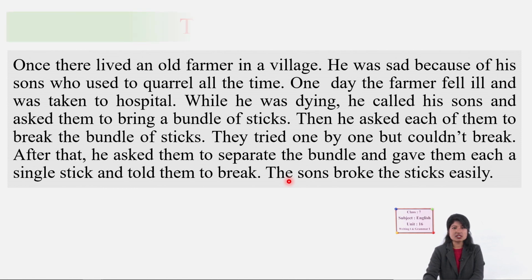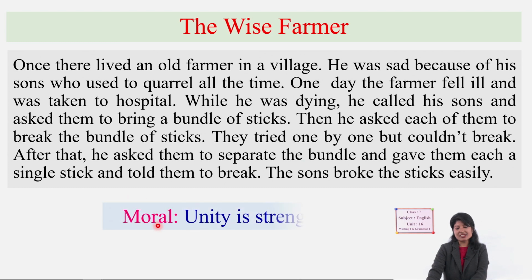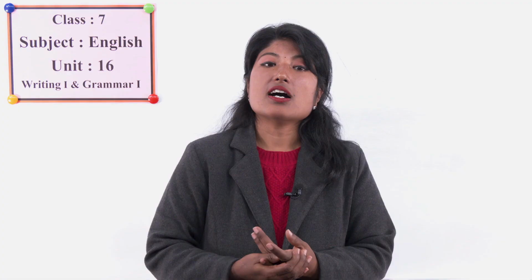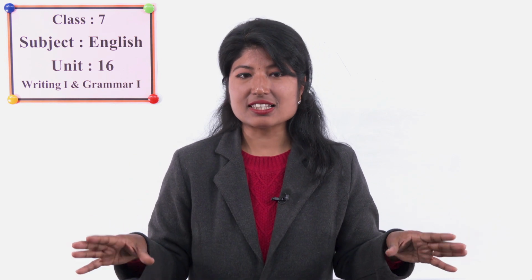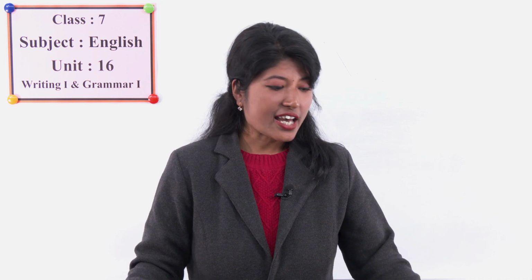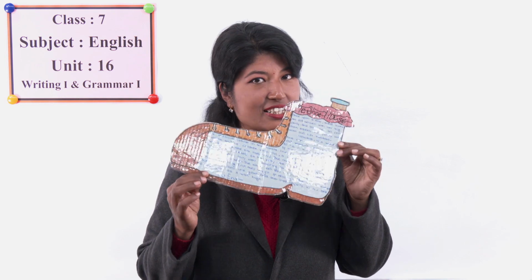Okay, I have given this story, The Wise Farmer, and we can also learn something from this story, and that will be the moral. The moral is unity is strength. So with this we have completed the writing I part, and I would like to request you to collect some skeletons and write a story in the past tense like this. You can even give shapes to those stories and write in the shapes.